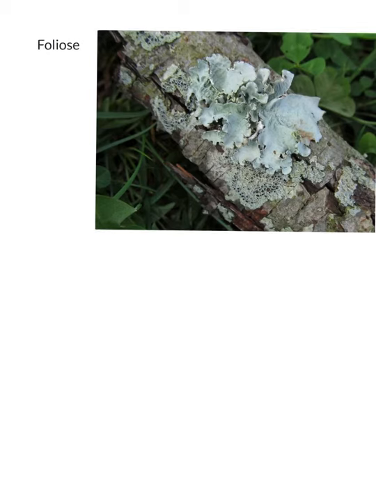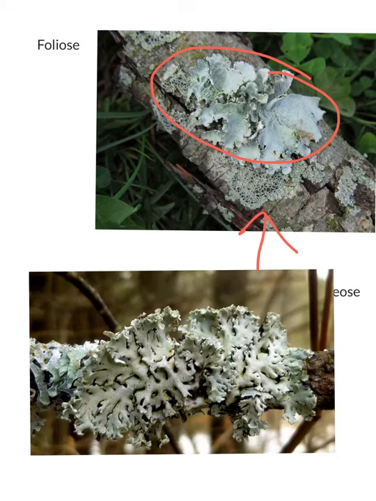Foliose lichens look kind of like foil attached to a branch or rock. These are a three-dimensional type organism that looks like it could be peeled off of the rock. Note that this particular branch has both the foliose lichen and a crustose lichen down here. Here's another example of a foliose lichen.